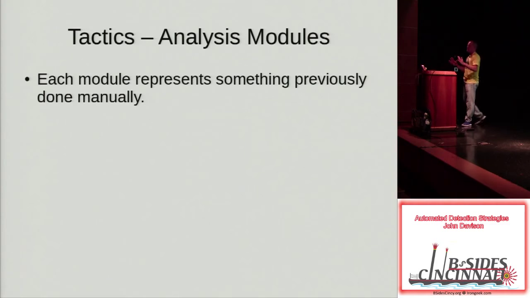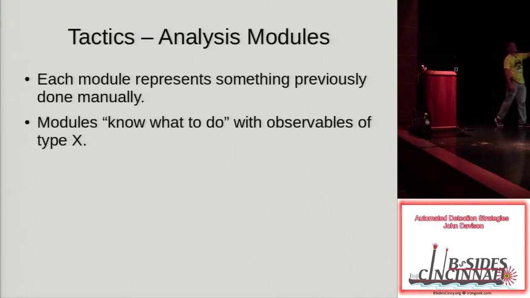I'm going to automate all the things that the tech guys would manually do, the menial tasks, and have them already done so that when they get that alert, all that work has already been done. All the analysis has already been done. So all the modules that are running represent things that we do manually, and the modules know what to do with observables of type X, right? So I'll walk you through an example of that.